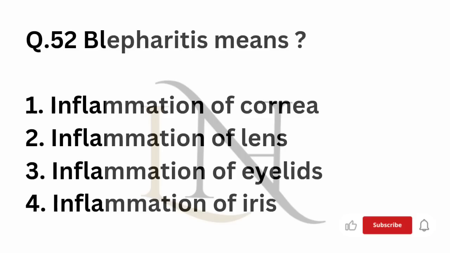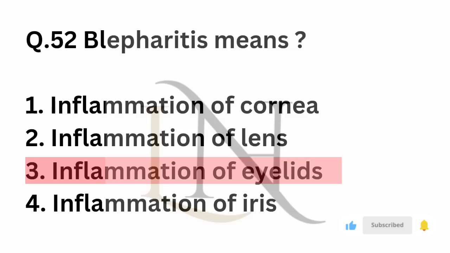Blepharitis means option 1 inflammation of cornea, option 2 inflammation of lens, option 3 inflammation of eyelids, option 4 inflammation of iris. Answer is option 3 inflammation of eyelids. Next MCQ.